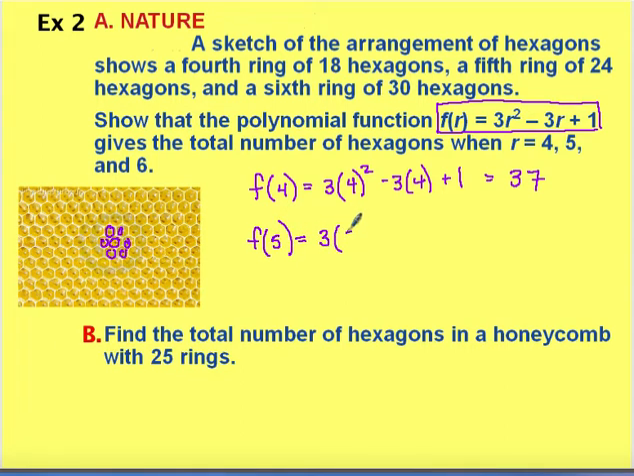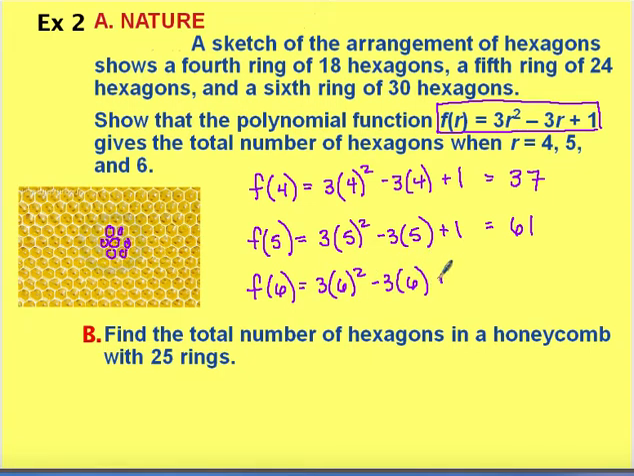We could do the same thing for f of 5. So we're going to do 3 times 5 squared minus 3 times 5 plus 1. We do that calculation doing the exponents first. I'd have 25 times 3 is 75 minus 15 plus 1 would give me a total of 61 hexagons. And the last one they want us to do is f of 6. So we'll do 3 times 6 squared minus 3 times 6 plus 1. And you could put this into your calculator exactly like that using the parentheses for your input. And that would give us a total of 91 hexagons in all.